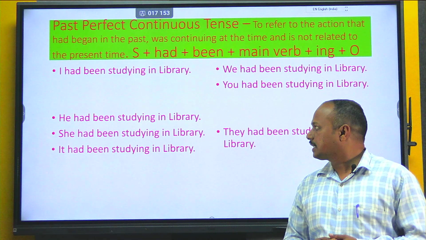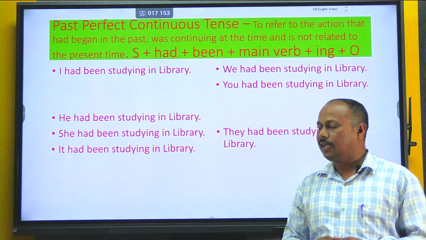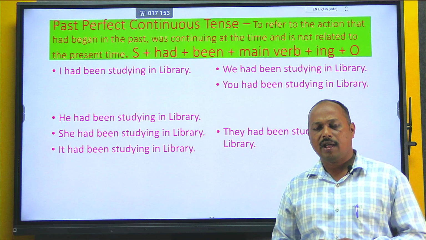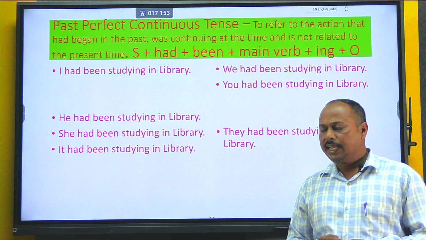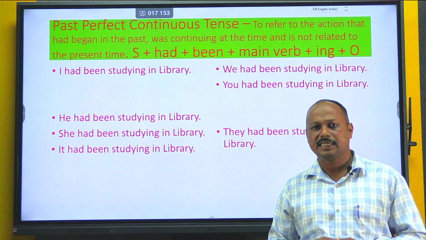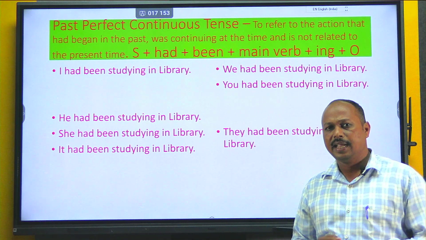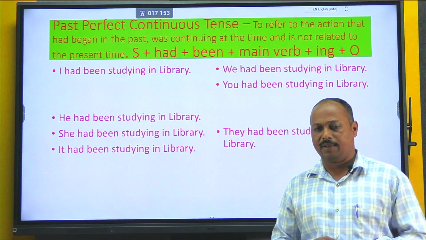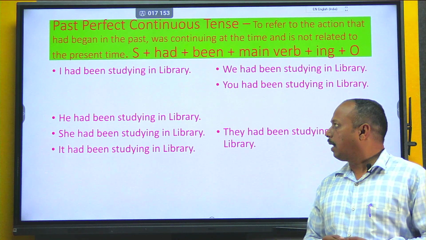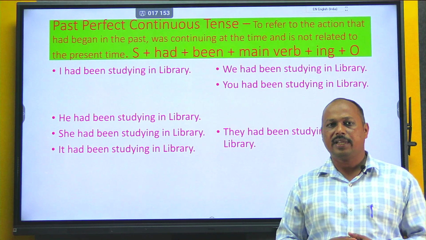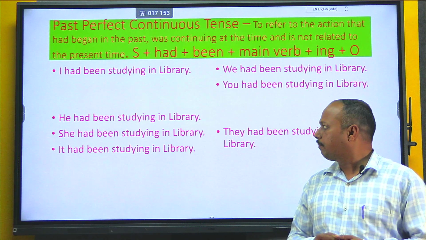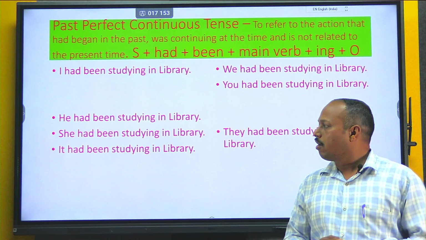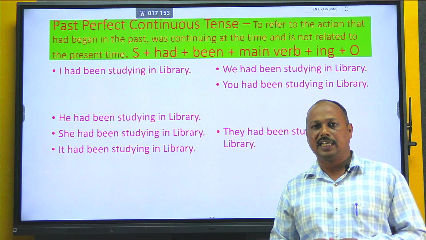Here are some examples. I had been studying in the library, we had been studying in the library, you had been studying in the library, he had been studying in the library, she had been studying in the library, it had been studying in the library, they had been studying in the library. These are the examples. After all the pronouns we use had been plus verb ing. This is a very simple structure of past perfect continuous tense.